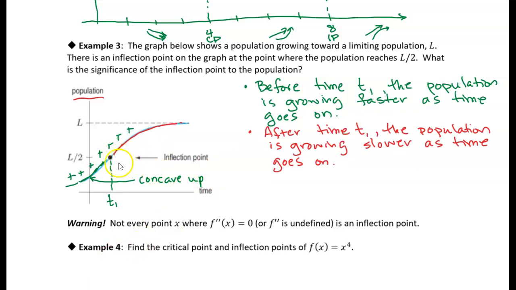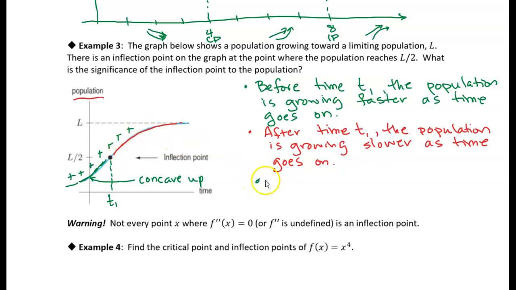So what does this inflection point mean? It's essentially where we're changing concavity, so the second derivative is 0. Now, the second derivative is the derivative of the derivative. So it's essentially a critical point for the derivative of the function. And so you can also see it's changing from concave up to concave down, right? And so at this point, t1, that's as fast as the population is going to grow. Before time t1, it keeps growing faster and faster and faster, and then it starts growing slower.